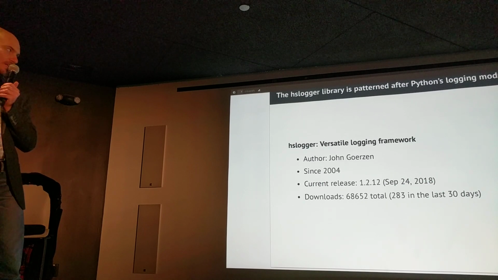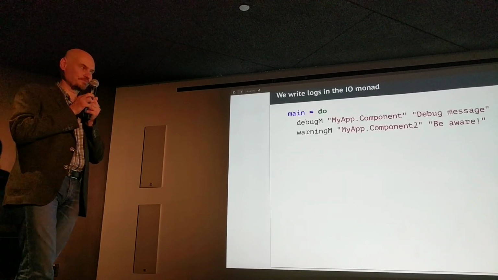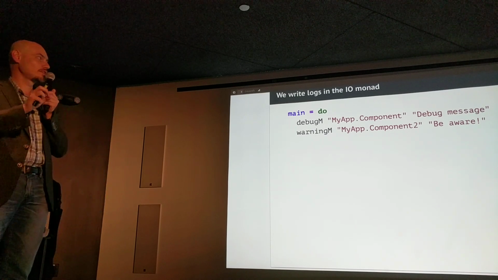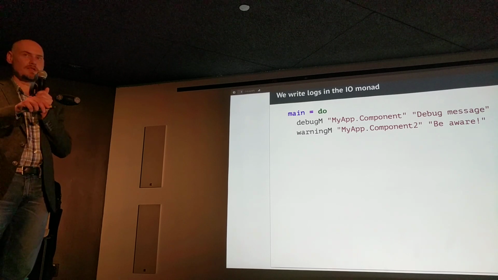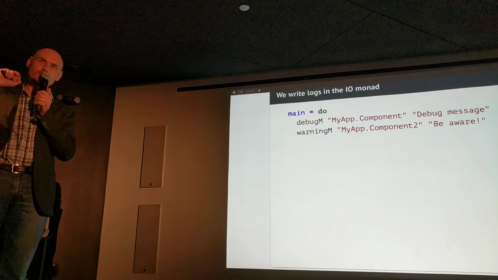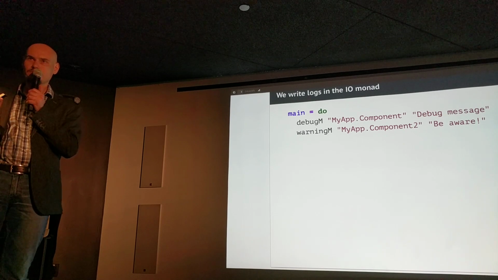Now let's look at a simple example. First, we should write logs in the IO monad. If you see code like this, from these three lines of Haskell code, you should immediately come up with a lot of problems in this code.